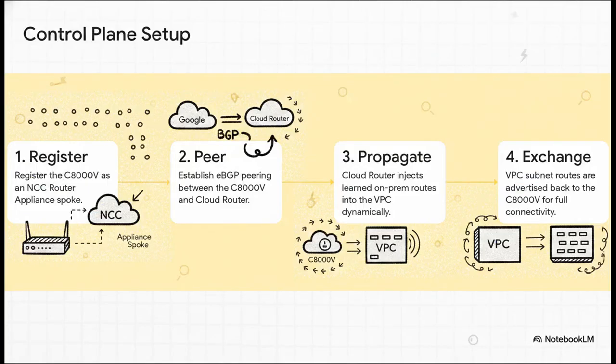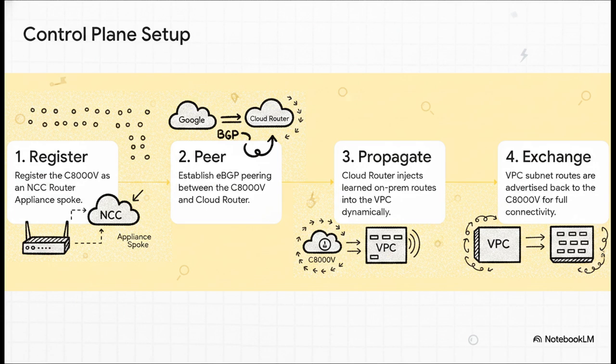And this shows just how brilliantly it works. The whole process might sound complicated, but it really just boils down to 4 simple steps. First, you tell NCC that your C8000V instance is a special router appliance. Then, you set up a standard BGP peering session between the C8000V and Google's Cloud Router. Third, Cloud Router automatically takes all the routes it learns from your C8000V and injects them into the VPC routing table.